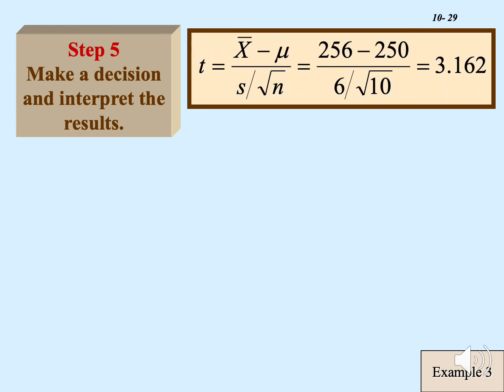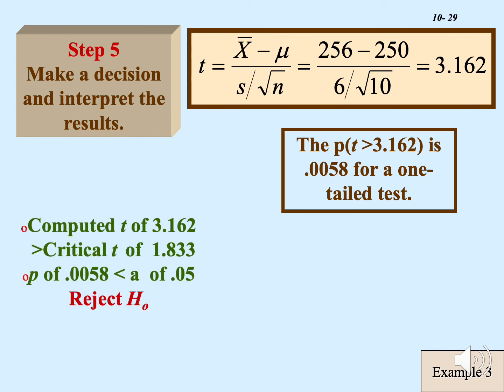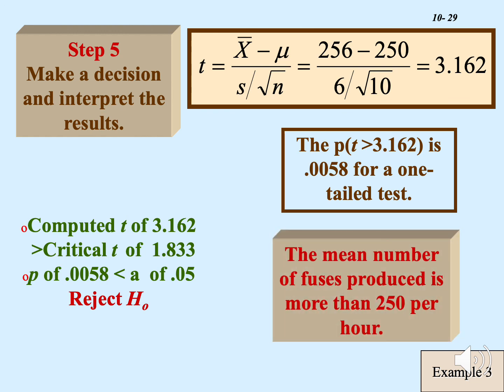And the same formula, that's it. But this time, the computed value is 3.162. Again, go back to your Z. Okay, so that is 0.0058. And that is reject H0. So you can say that the average number of fuses produced per hour is more than 250 units.